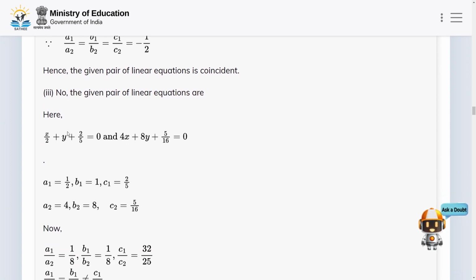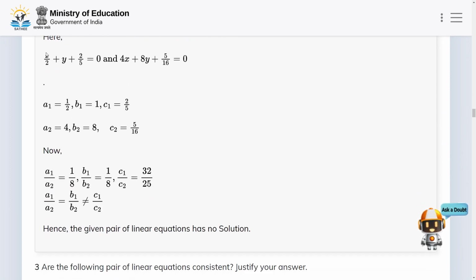So in third number we have given this pair of linear equations, x by 2 plus y plus 2 by 5 is equal to 0 and 4x plus 8y plus 5 by 16 is equal to 0. Now if we compare this pair of linear equations with the general form, then here a1 is equal to 1 by 2, b1 is equal to 1 and c1 is equal to 2 by 5, and a2 is equal to 4, b2 is equal to 8 and c2 is equal to 5 by 16.